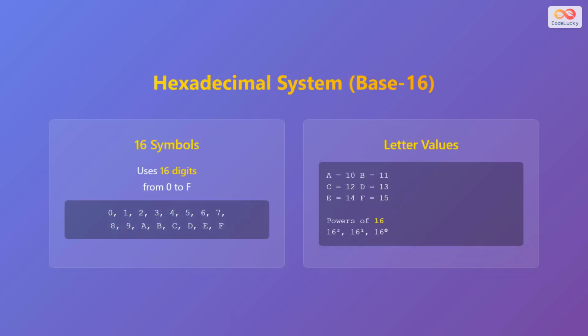The hexadecimal system, or base 16, uses 16 symbols, the digits from 0 to 9, and the letters A, B, C, D, E, and F. The letters represent the numbers 10 through 15, respectively. Each position in a hexadecimal number represents a power of 16. For example, we have 16 squared, 16 to the power of 1, and 16 to the power of 0.